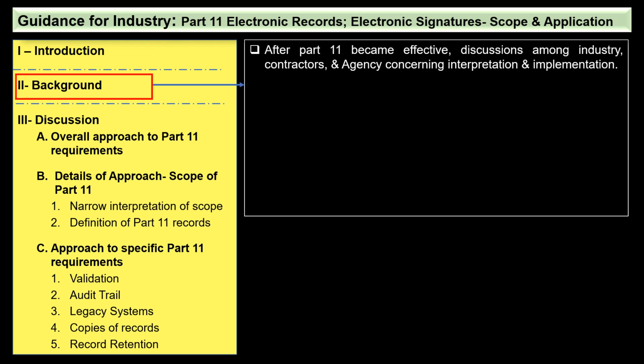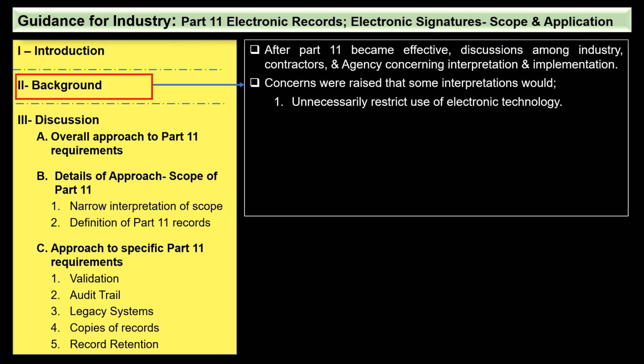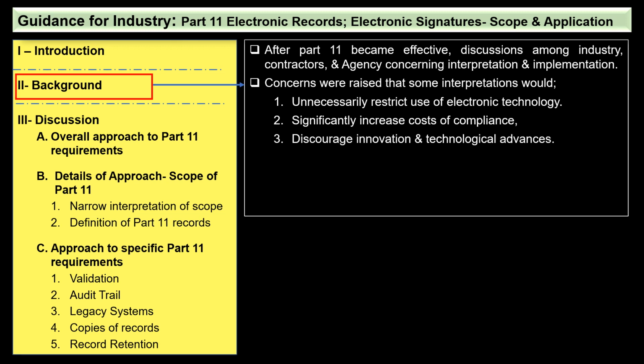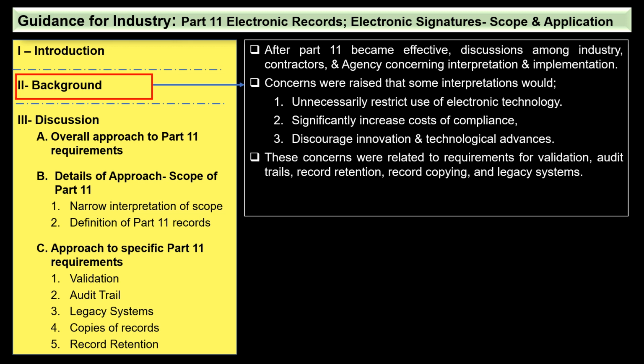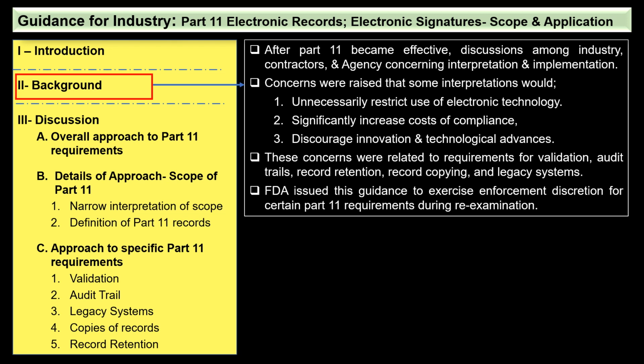If you look into the background, as Part 11 became effective, there was a wide variety of discussion in the industry among the contractors and the agency about the interpretation and implementation of these particular guidelines. Concerns were raised among various industry stalwarts that the interpretation is very broad, and this would unnecessarily restrict the use of electronic technology in the pharmaceutical industry. It would significantly increase the cost of compliance, discourage innovation and technological advances, and hence these concerns were specifically related to the requirements for validation, audit trails, record retention, record copying, and the legacy system. So the agency issued this guidance to provide discretion and clarification related to these identified concern areas.